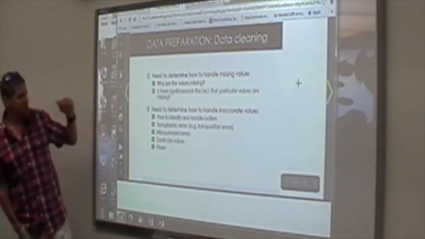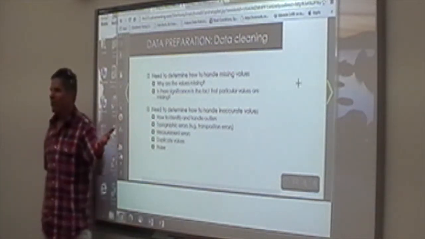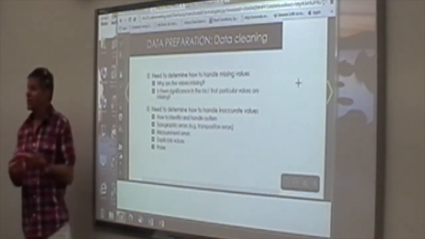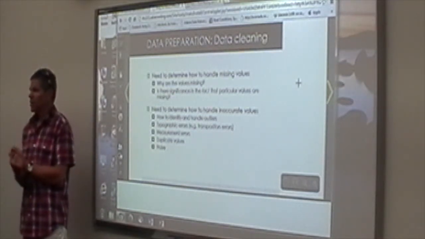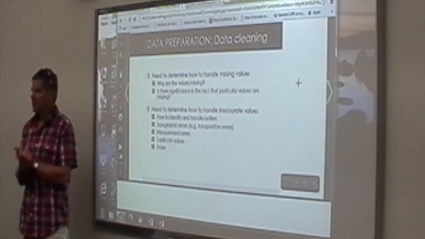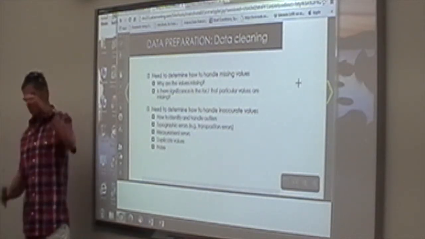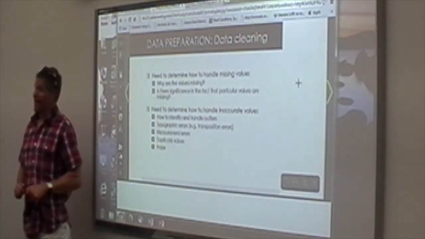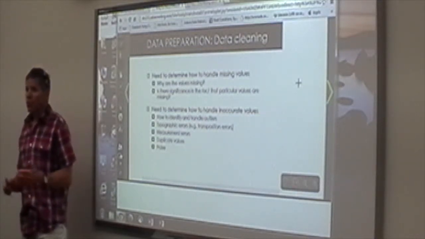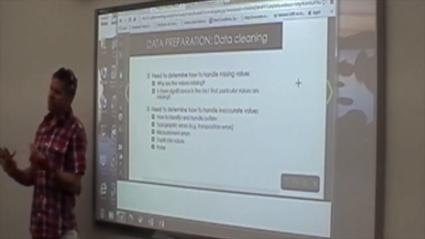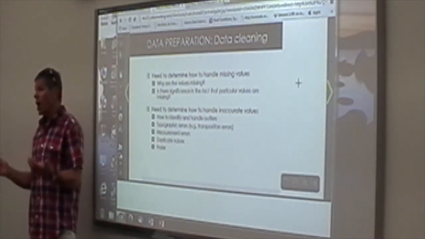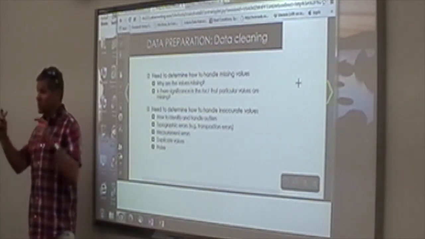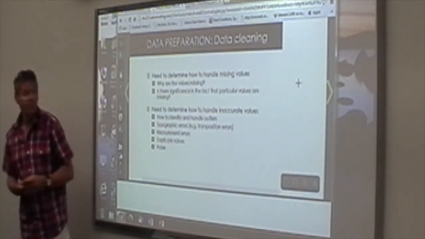Similar questions apply to handling inaccurate values. First thing is, how are we going to identify those inaccurate values without going through all of the data by hand and saying that makes no sense? So can we use some exploration techniques on the data to find outlying points and then investigate those points?